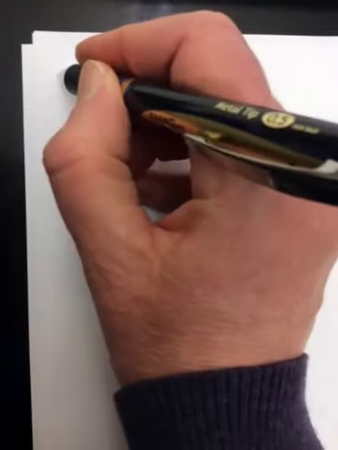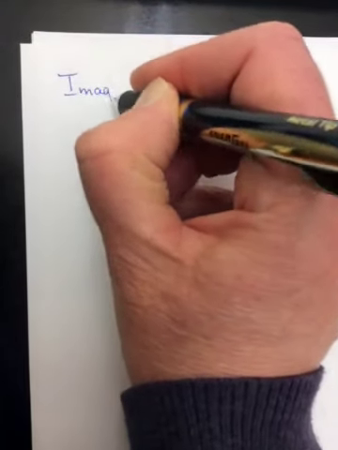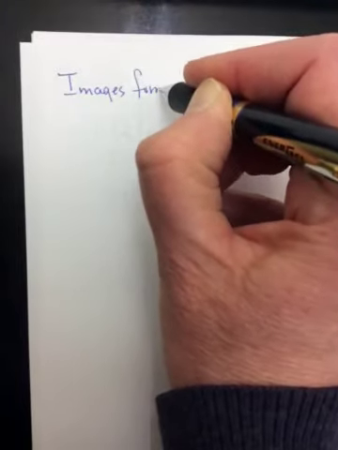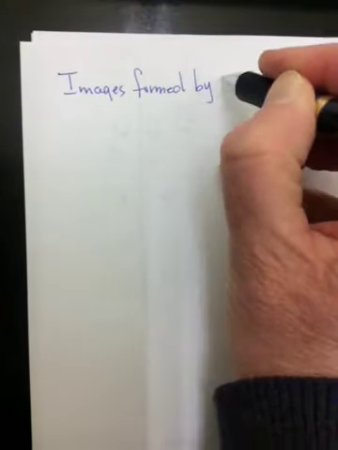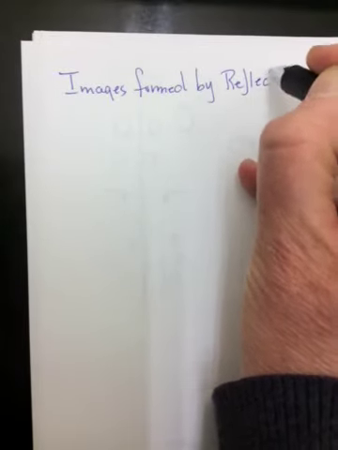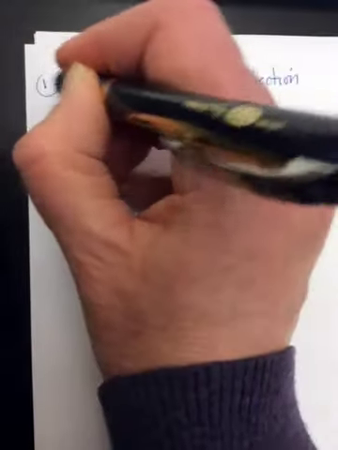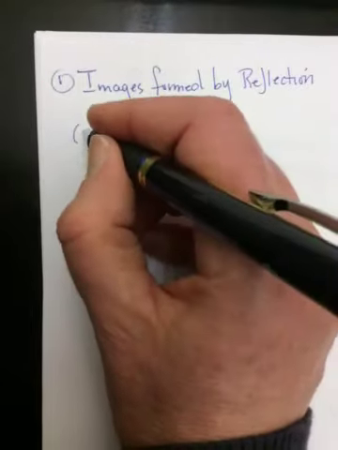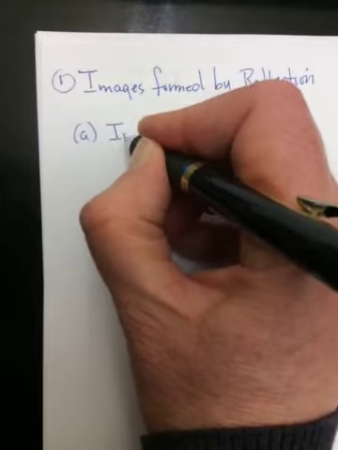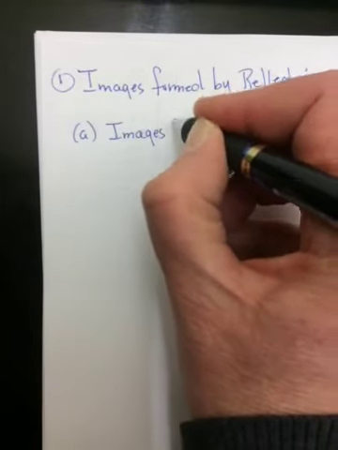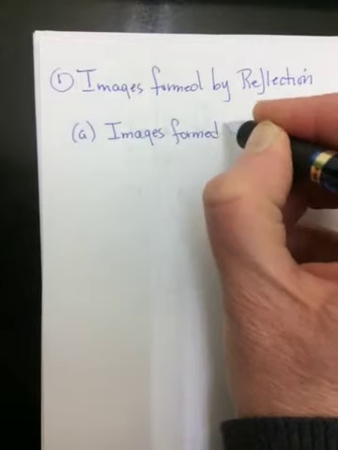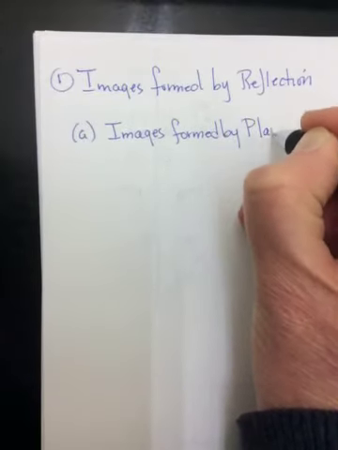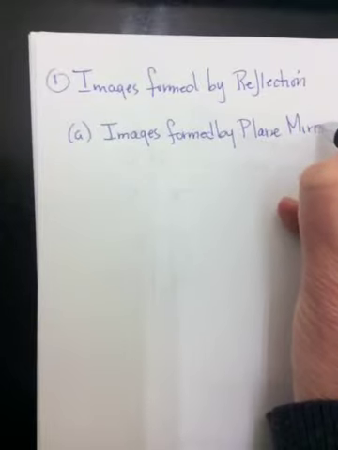Okay, all right. So now we're going to move to images formed by reflection, and then later we'll do images formed by refraction. So images formed by reflection. There are a couple of subcategories. The first subcategory is images formed by plane mirrors. Again, that means flat, not curved mirrors.